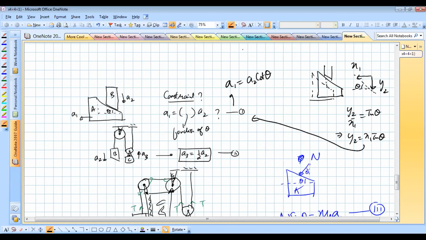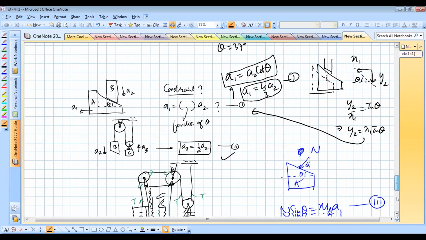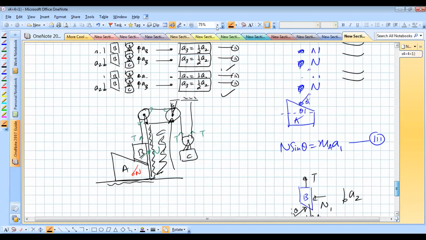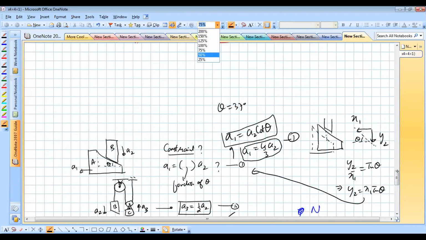And theta here was given as 37. So A1 is 4 by 3. This actually becomes your first equation. Then this is your second equation between A3 and A2, and then you have these other equations. So these are the equations that you use to solve this problem.